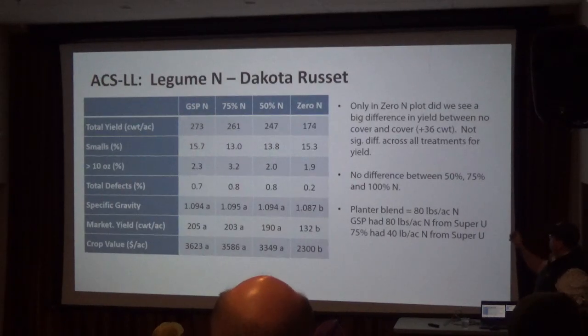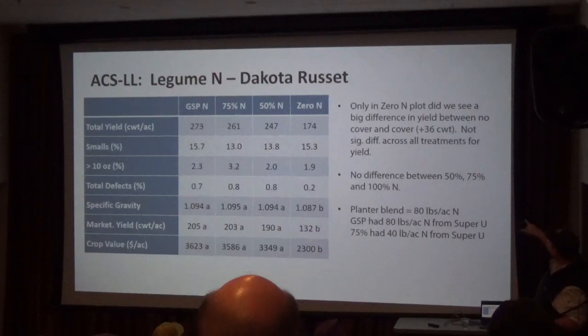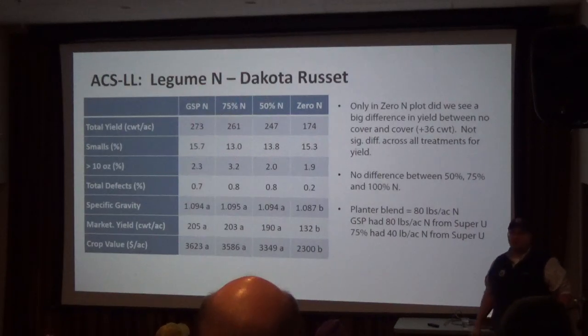So I don't have the side-by-side comparison in these graphs because I wanted to try and keep it somewhat simplistic, but the 0N cover had 36 more hundredweight than the 0N no cover in this field.